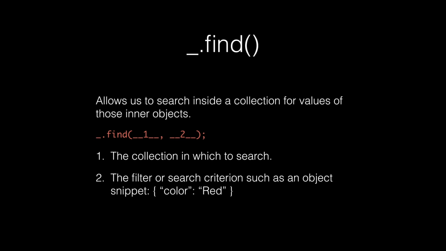So we're going to search for a particular item within a particular set of items within that collection. We're going to call Lodash.find, and we're going to pass in first the collection in which to search, followed by a comma and a space, and then the filter or search criterion, such as an object snippet like this. So imagine we have a collection of colors, and we want to search for the one whose color is red. We would pass that whole object in for placeholder 2.